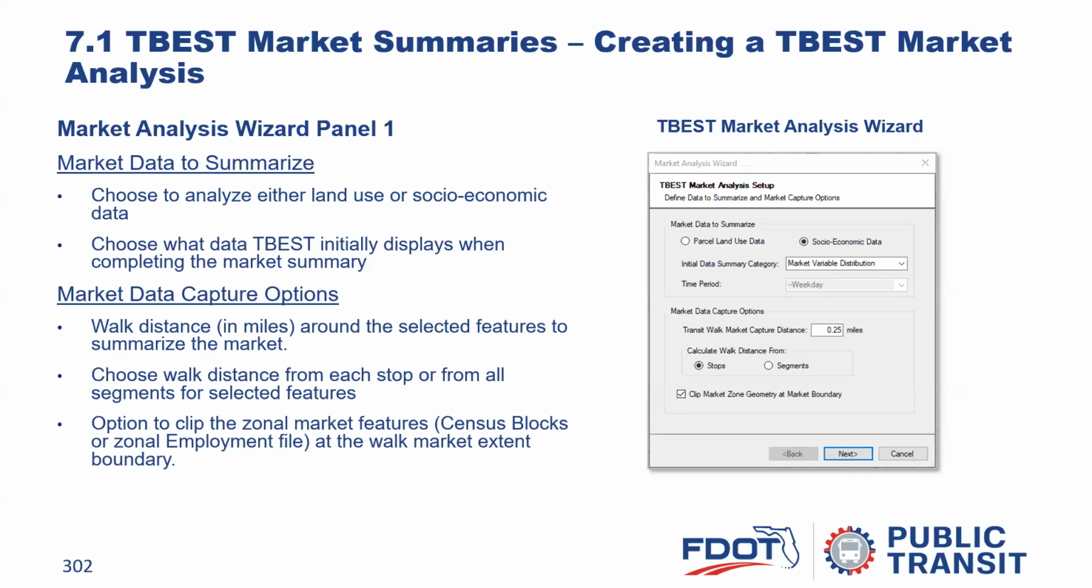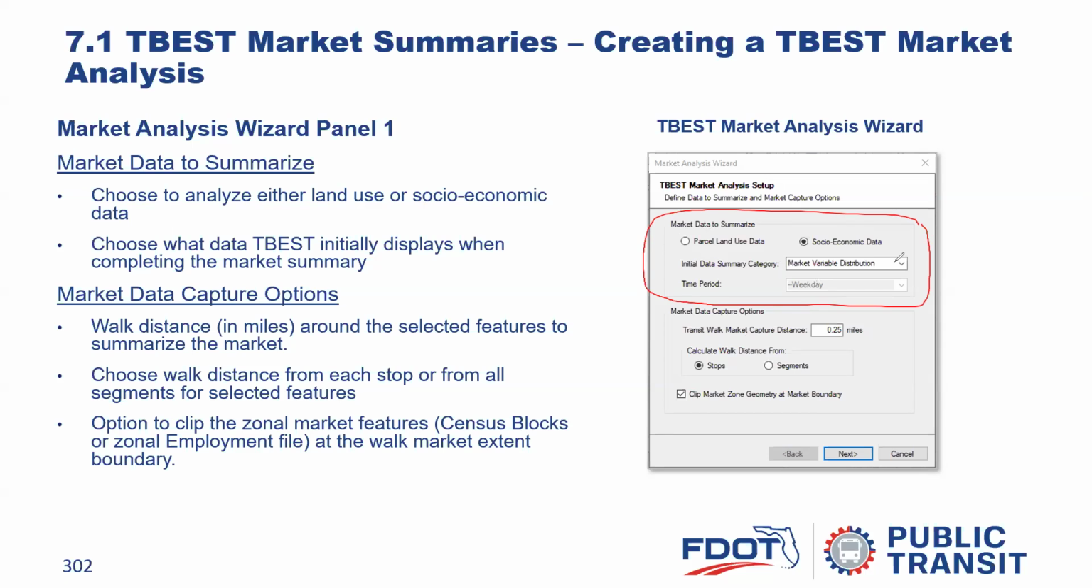All right, so we do have a market analysis wizard. And so I'm going to just kind of step through the wizard on how you set up a market analysis. So the first panel of the wizard is to select your market data to summarize. So that is this area by default. It generally will default to wherever you initiate it from. So if you right click on a route or a selected set of routes and you select socioeconomic market analysis, it will default to socioeconomic data or vice versa, parcel land use data.